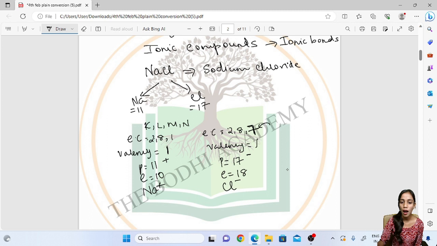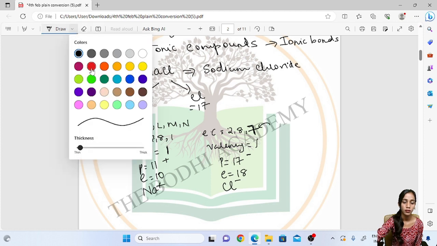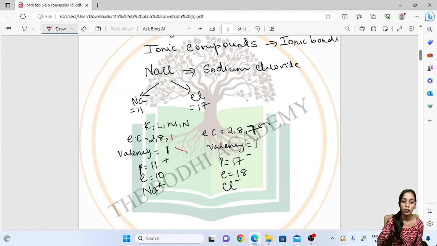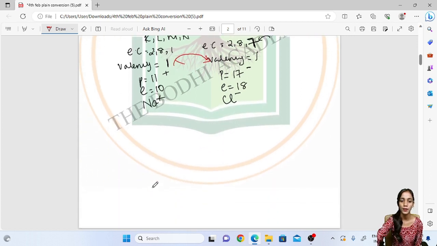Now how do these two combine? Sodium will lose its valence electron, and the electron lost by sodium will be gained by chlorine. This is how they form the ionic compound NaCl.